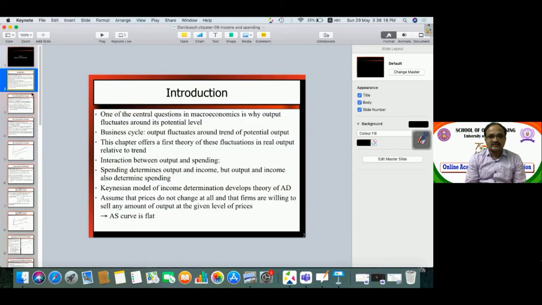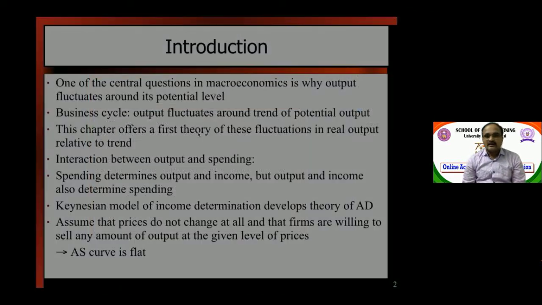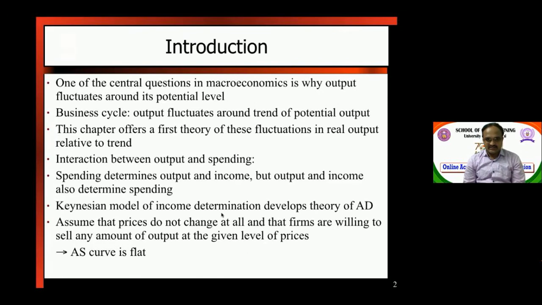The Keynesian theory is the long run theory, whereas the classical theory, which we discussed in the previous class, is the short run theory. So what are the basic topics we are discussing in this chapter or unit, the Keynesian theory of income determination?